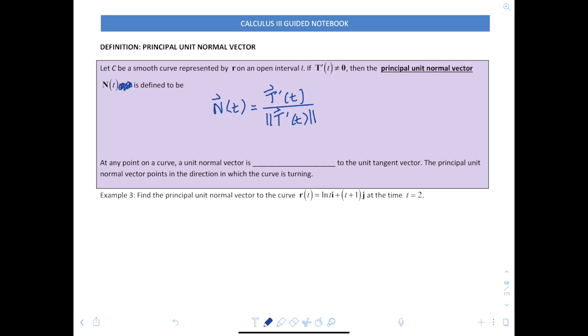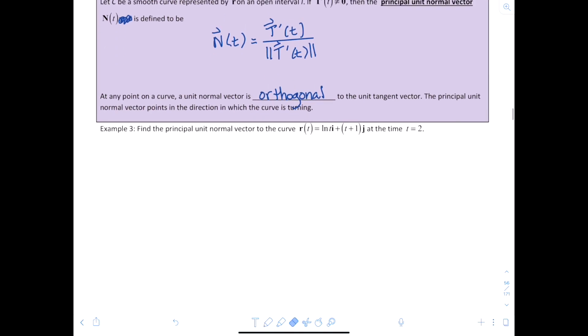So this is that same kind of idea. At any point on a curve, a unit normal vector is orthogonal, that's the other way of saying perpendicular, right? Orthogonal to the unit tangent vector. The principal unit normal vector points in the direction in which the curve is turning. Okay, so that's something definitely to remember.